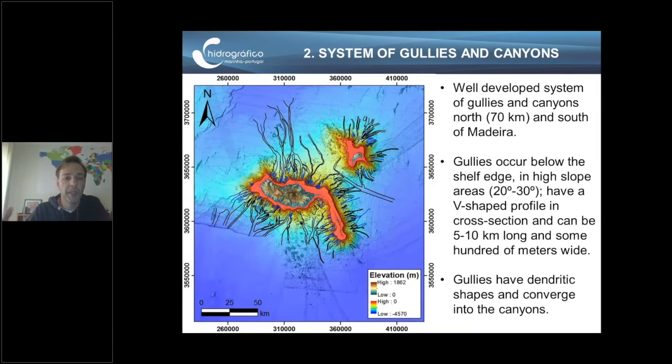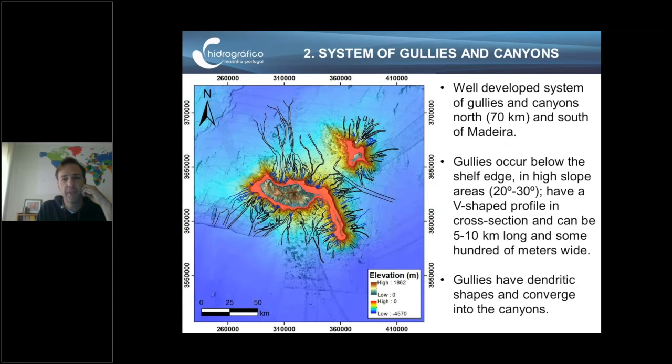So changing the subject a bit, we are now going to look at the system of the submarine drainage of the flanks of these islands. So we have mapped a system of gullies. The gullies are these blue ones here, and canyons, which are the black ones. As you can see, the canyon system is very well developed north and south of Madeira. Actually, you cannot see the development to the southwest because this is single beam bathymetry, but probably this system of canyons will develop further south.